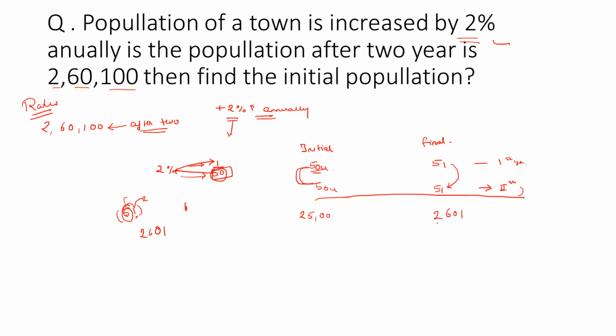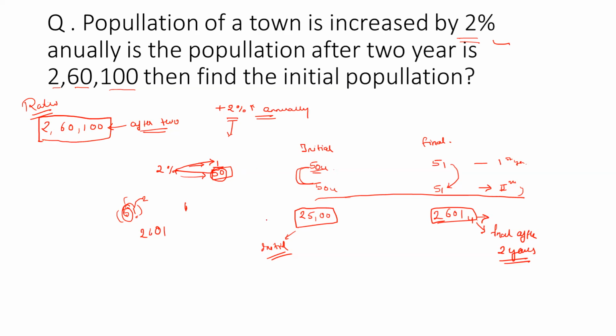So I can say that 2500 was my initial population, and this 2601 was my final population after 2 years. So I got 2601 units as my population after 2 years. But in the question, I have been given that the population after 2 years is what?